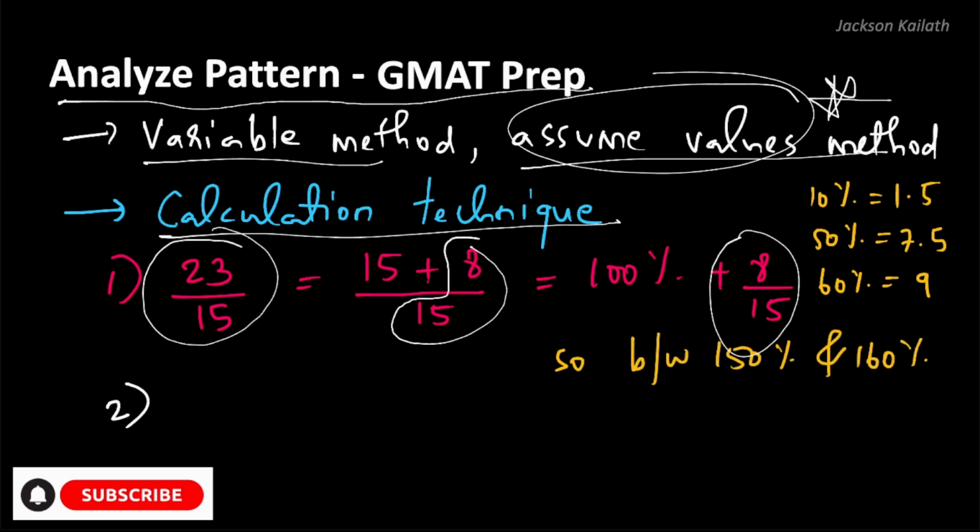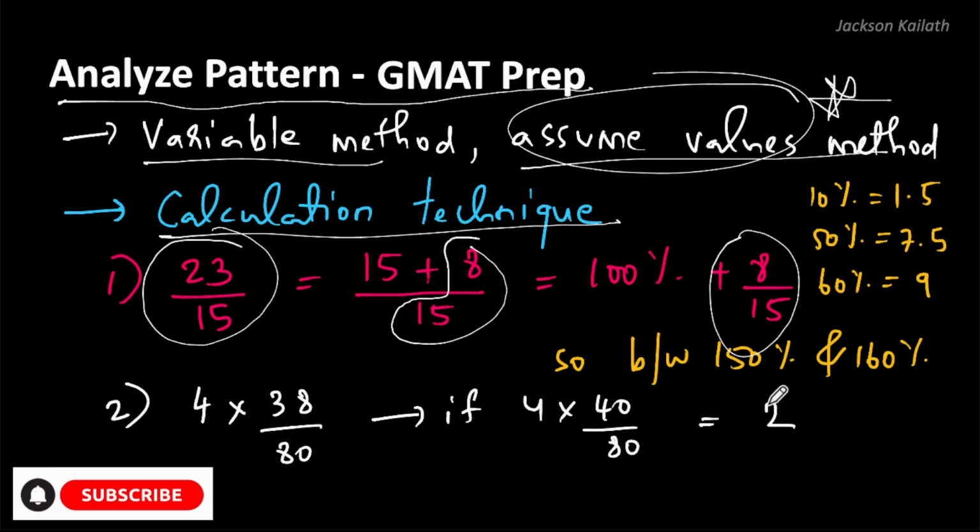So the second calculation technique that we have learned is, let's say you want to find out 4 into 38 by 80. So immediately you should observe that this 38 is very close to 40, and if the numerator was 40, then you can easily simplify this, right? 40 by 80 can easily be simplified to 1 by 2. So that's the first observation that you should make. All right. So if it was 40, the answer would have been 2. Now, because it is 38, the answer is a little bit less than 2, right?